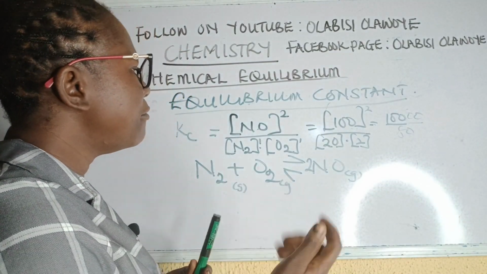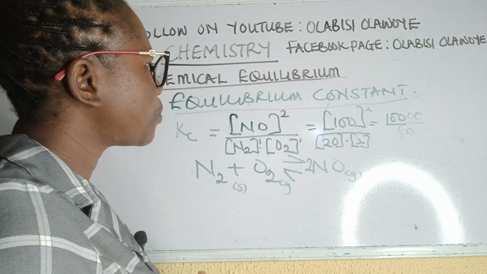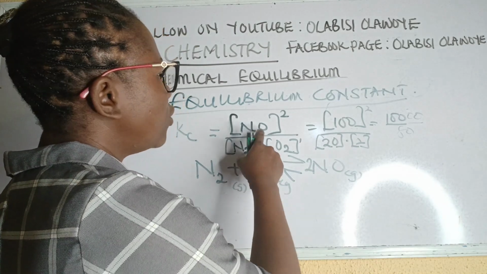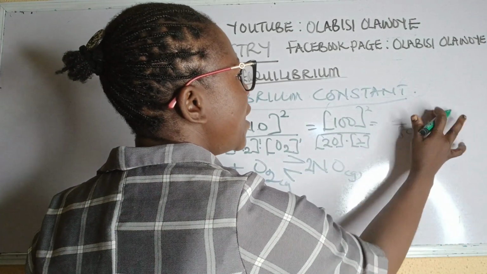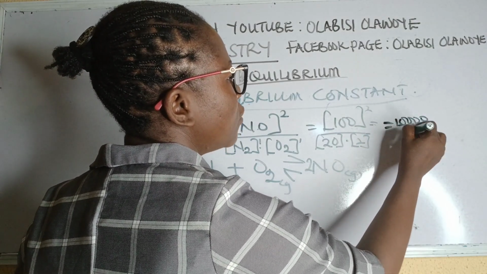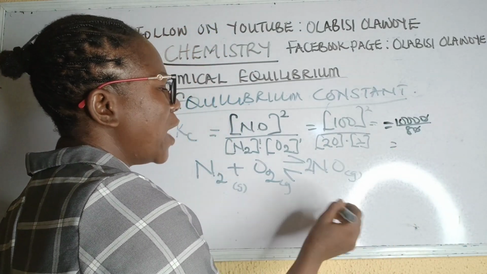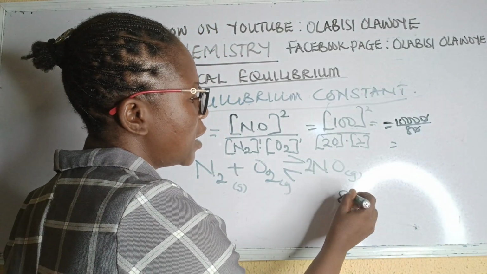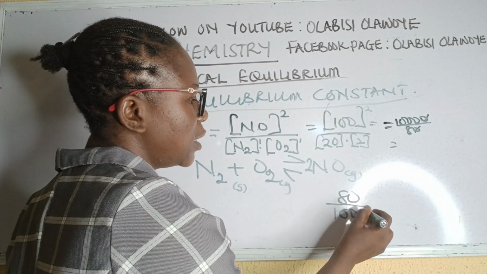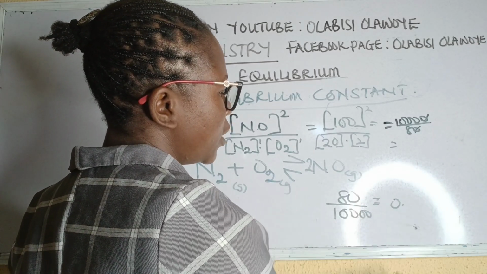Now, what if the reverse is the case? Maybe you have the concentration of nitrogen dioxide to be 80. In this case, we have 10,000 over 80. Definitely it will give us a positive whole number. But assuming the concentration of the product is 80 and that of the reactant is 1,000, you definitely get something like 0.00080.